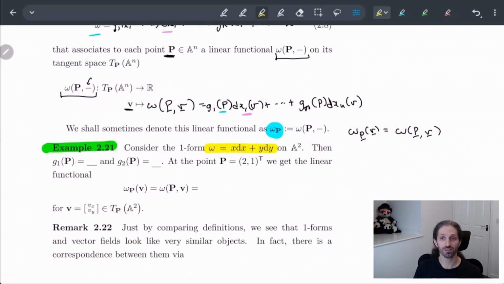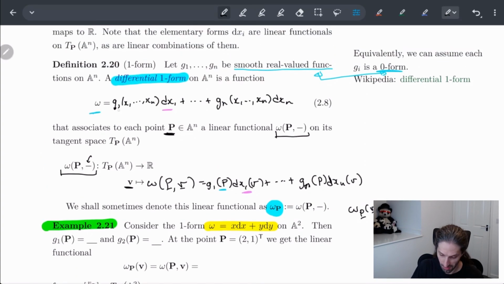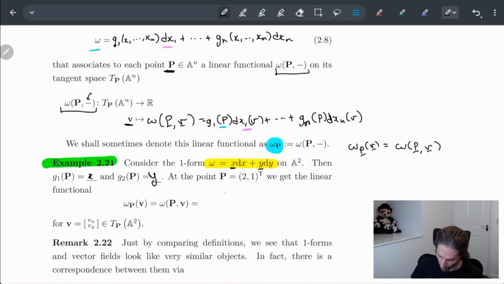And so if I have this function in A2, what we're going to first do is find g1 and g2. If we just look at our thing, this is just the coefficients. Here we have x and y, so g1 is x, g2 is y. Easy. Now what we're going to do is apply this point P to get a linear functional.